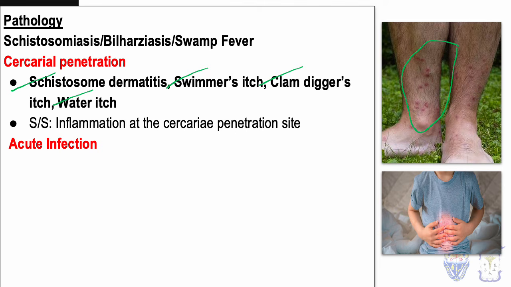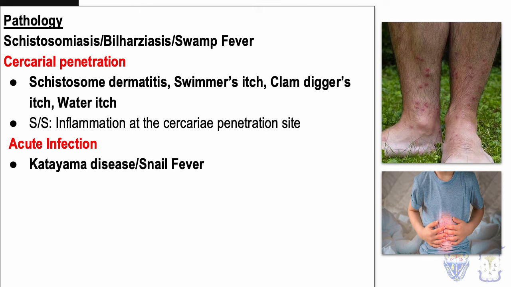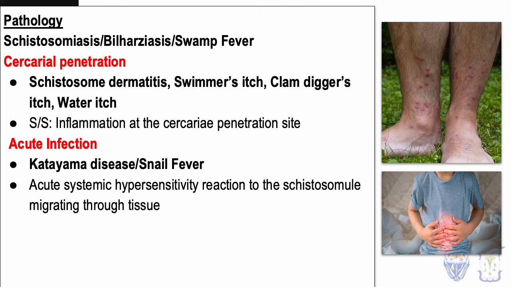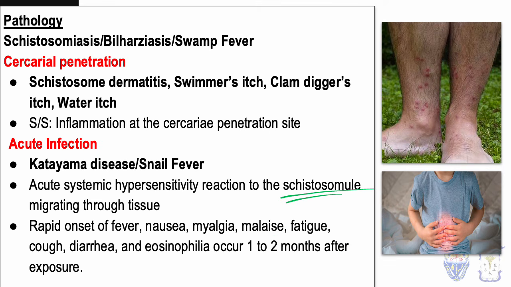For acute infection, this is associated with Katayama fever or snail fever. This is associated with an acute hypersensitivity reaction against the schistosomule, which, by the way, is the larval stage present in humans, migrating through the tissues of the patient. This causes nausea, fever, and eosinophilia. This occurs 1 to 2 months after the cercarial penetration.